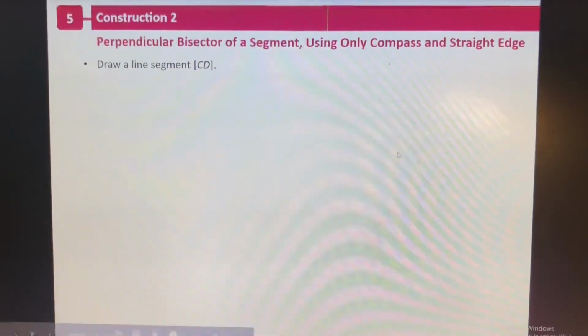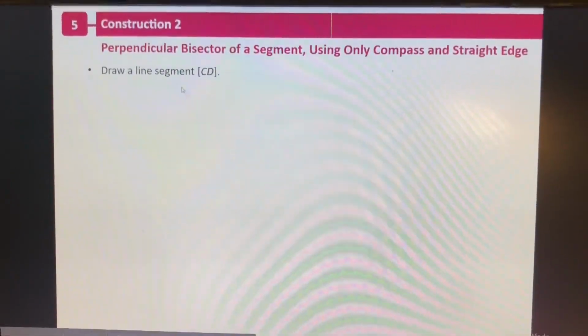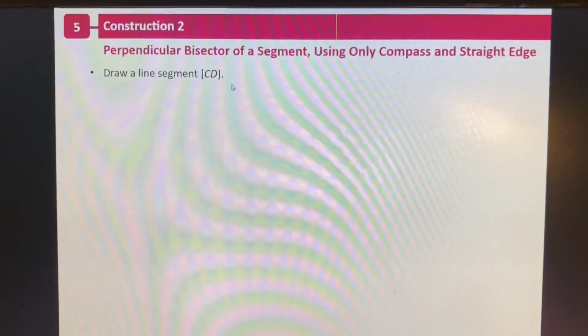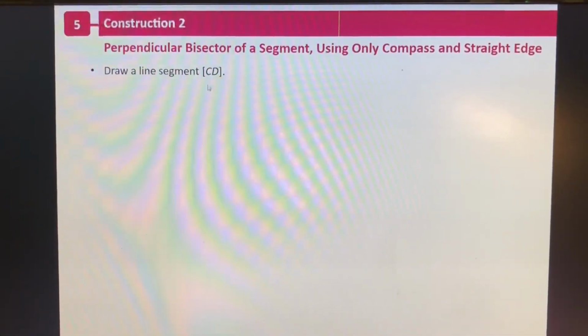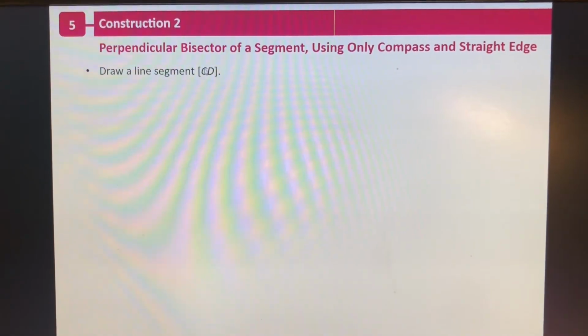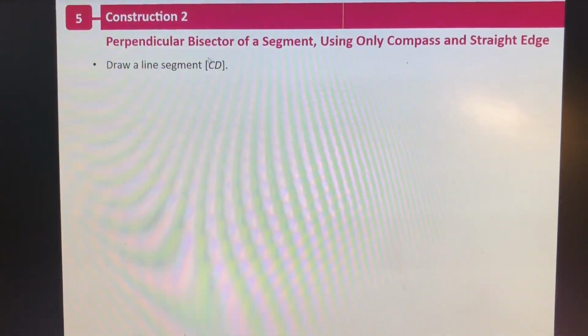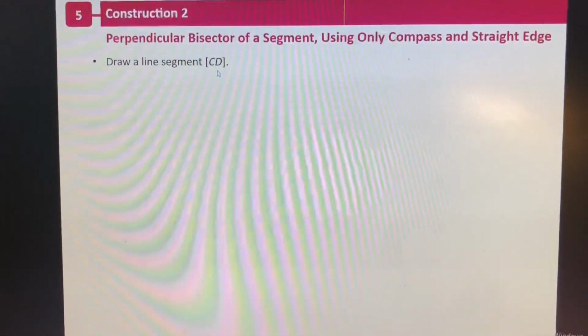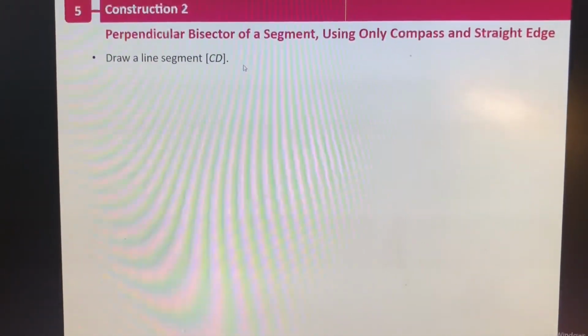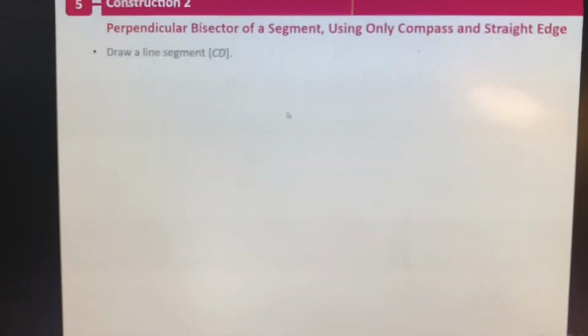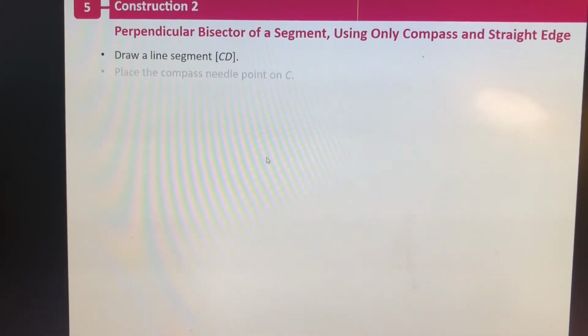With no given line segment, you may be asked to draw one first of all, as is the case for your homework. Now, let's just remind ourselves of the correct notation for a line segment. We know that we have 2 points, C and D, and as they are endpoints, we have a square bracket around them. It may be that you are told to draw a line segment of a particular measurement first, and for that we would use our ruler.